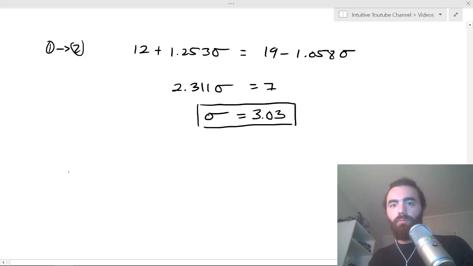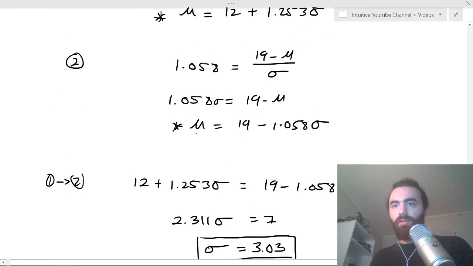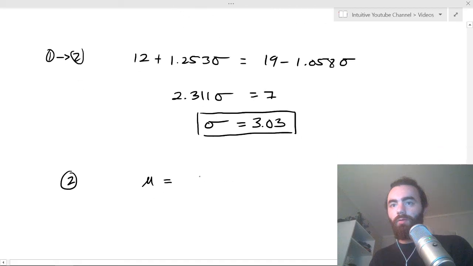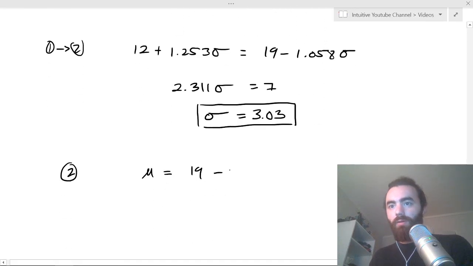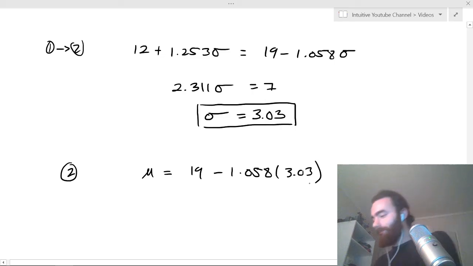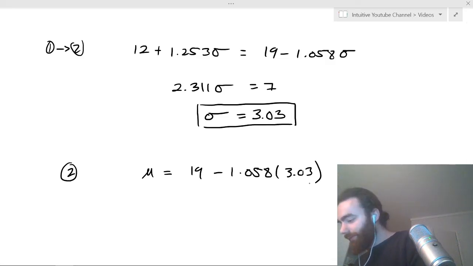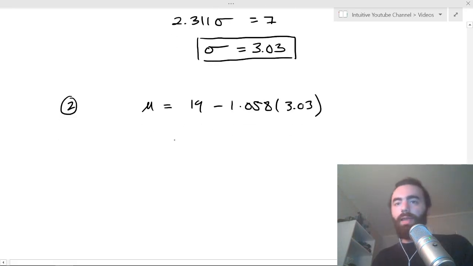And then if you want to find your mean, we just substitute into this equation. So let's substitute into equation 2, we get the mean will equal 19 minus 1.058 times 3.03, and then that equals 15.8. So you get a mean of 15.8.